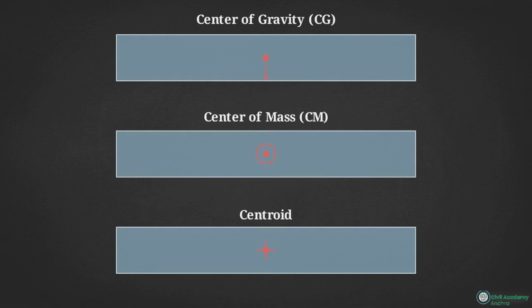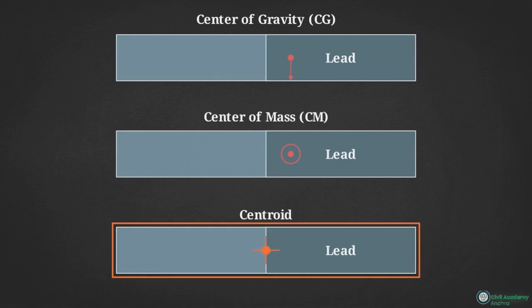But if the density is uneven, the geometry and the mass separate. If we replace half of this block with dense lead, the center of gravity and center of mass shift toward the denser material. However, because the outer dimensions haven't changed, the centroid remains locked in the geometric center.